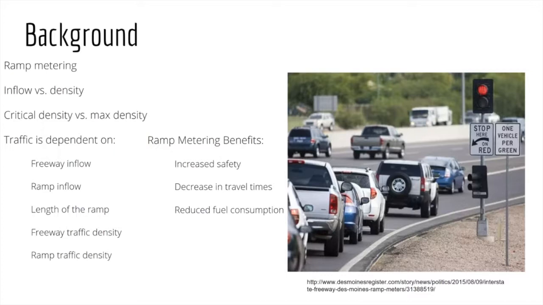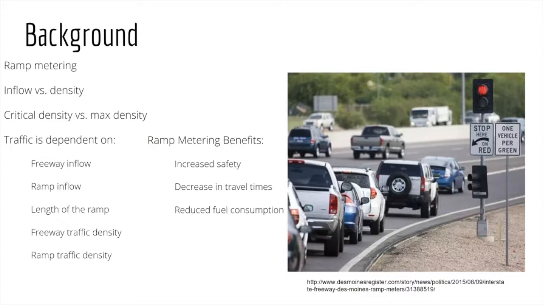Inflow is the number of vehicles passing a reference point per unit of time. Density is defined as the number of vehicles per unit length of the main line. Max density is the maximum density that the main line can sustain. Critical density is a set density below the max at which traffic density is to be stable, or never go past.